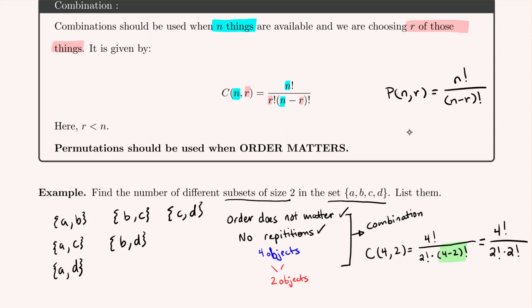Now let's calculate those off to the side. 4 factorial is 4 times 3 times 2 times 1, that's 24. 2 factorial is 2 times 1, which is 2. So this will be 24 divided by 2 times 2, which is 24 divided by 4, and that would end up with 6, which is exactly what we saw when we listed it out. There was 1, 2, 3, 4, 5, 6 possibilities.